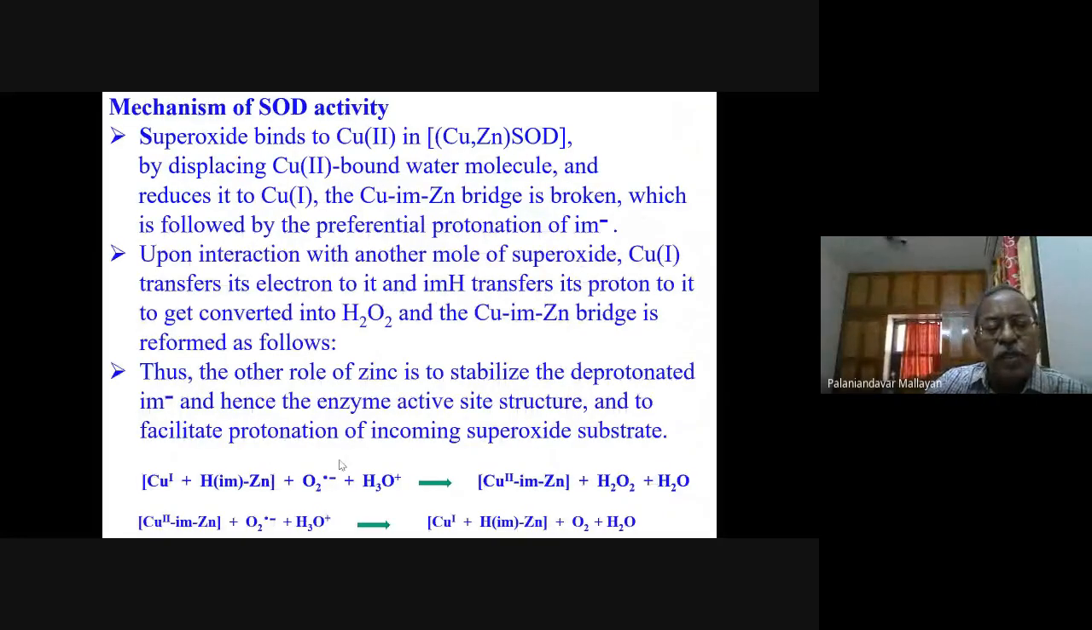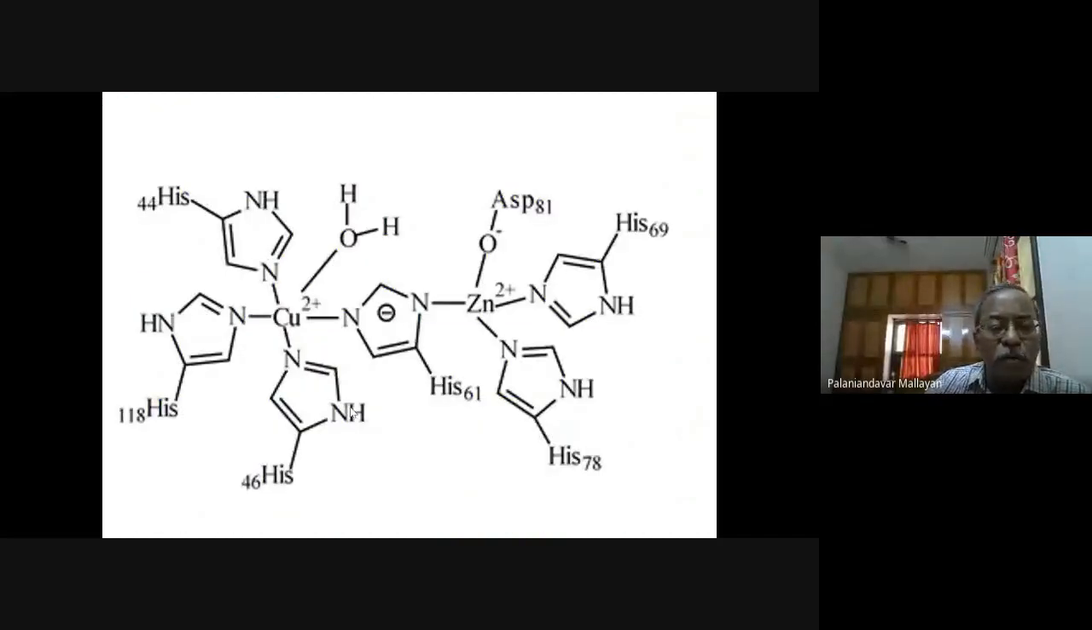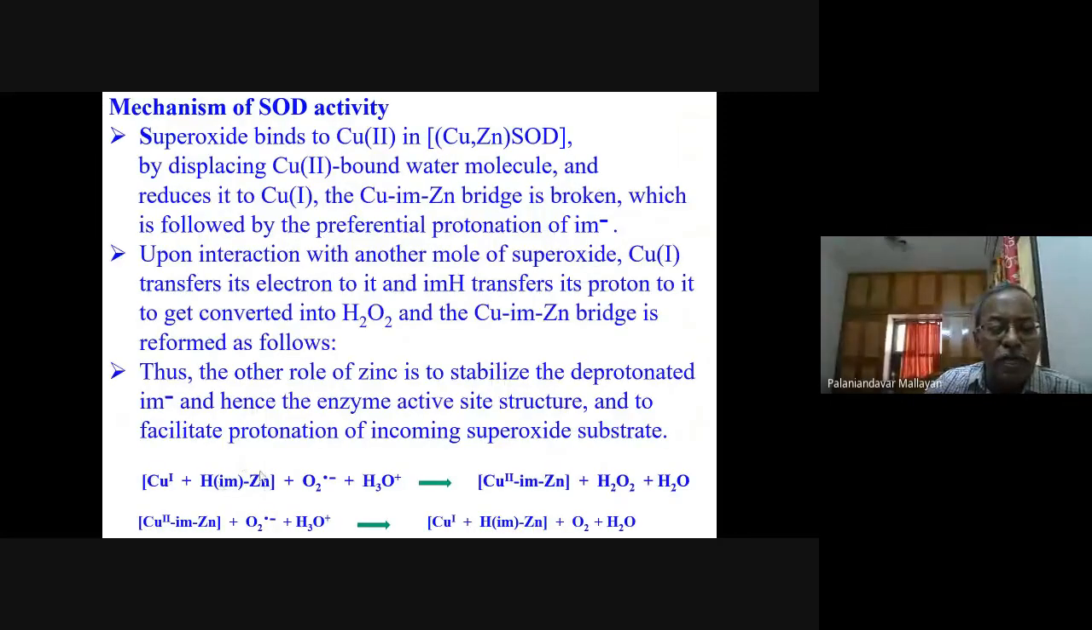So superoxide binds to copper too. See, look at this one. Superoxide binds to the copper center. So this copper imidazole bond here is broken. This bond is broken. I told you, you get a copper hydrogen. This one is used as a base to take the proton. Copper 1 is there. So copper 1 reacts with superoxide, superoxide from the respiration. So again, it transfers an electron to this. So it gets converted into copper 2 again.